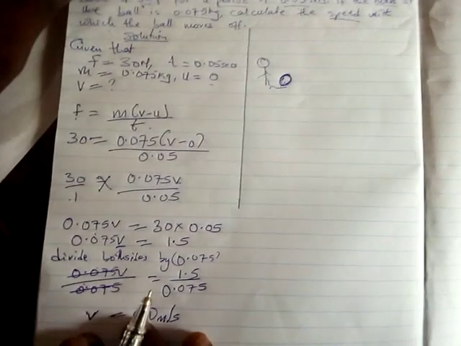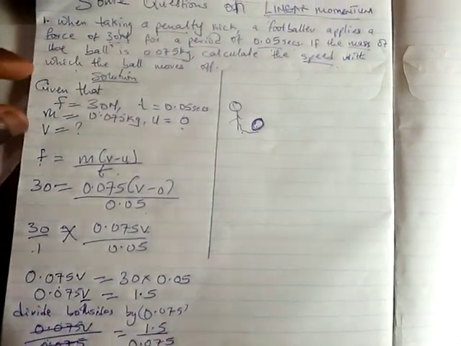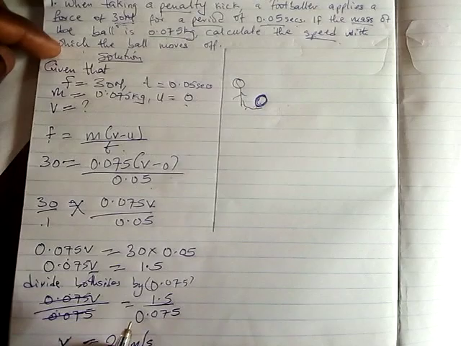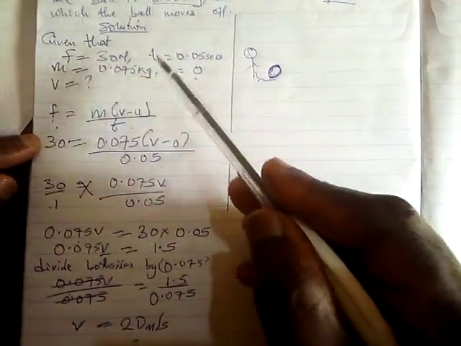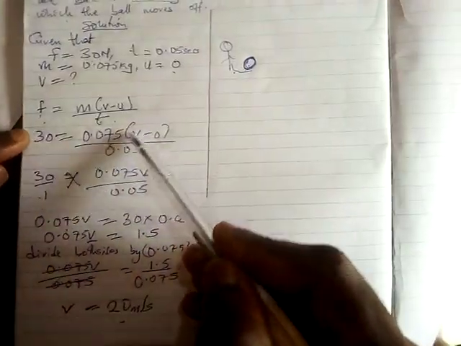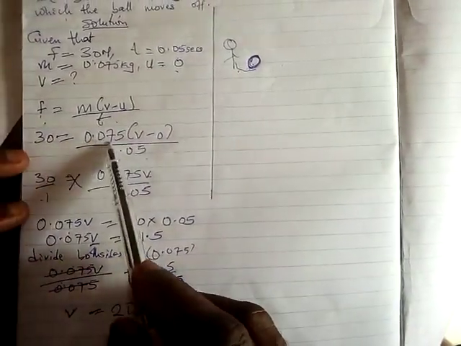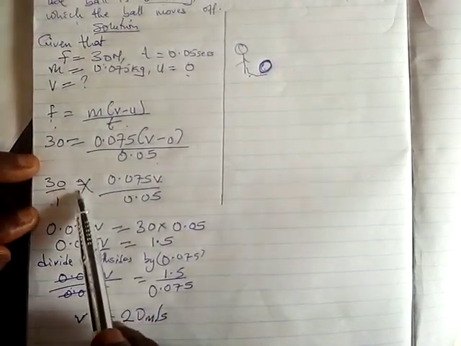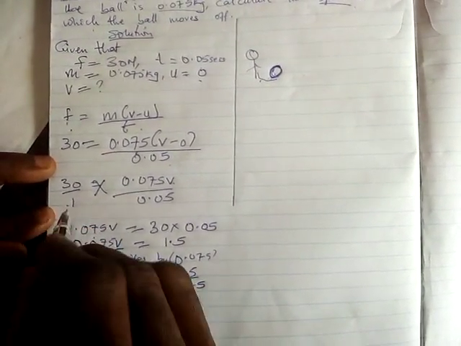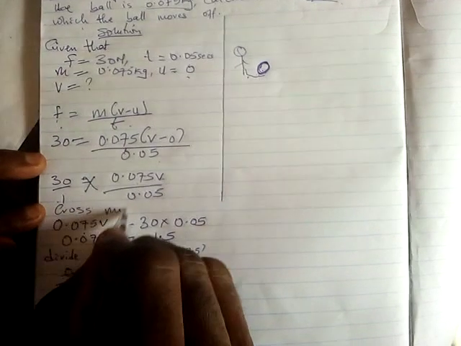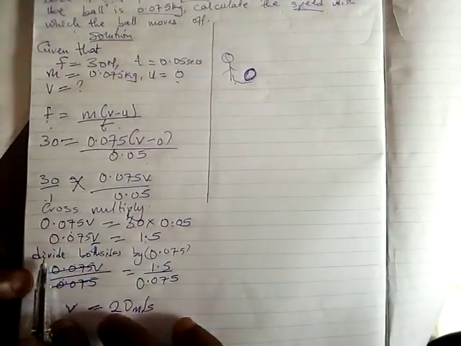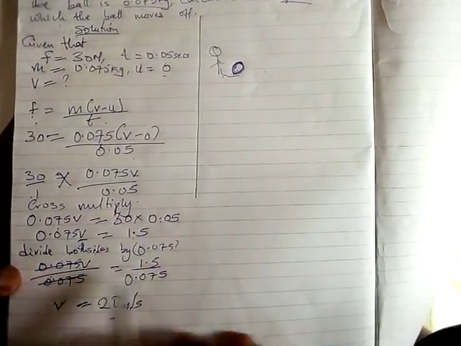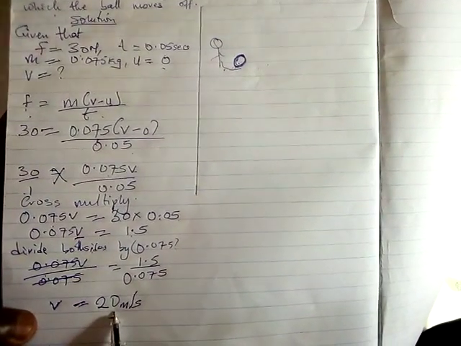Don't forget, we read the question and understand. After reading, we identify the parameters from the question, and then we also identify the formula to be used. All we did was to put each parameter into the formula, and then we multiplied this by this, and we got this. Then we cross multiply at this junction. We cross multiply, and then we have this. Multiply 30 by this, you have 1.5. Then you divide both sides by this, and then you have V equals 20 meter per second.